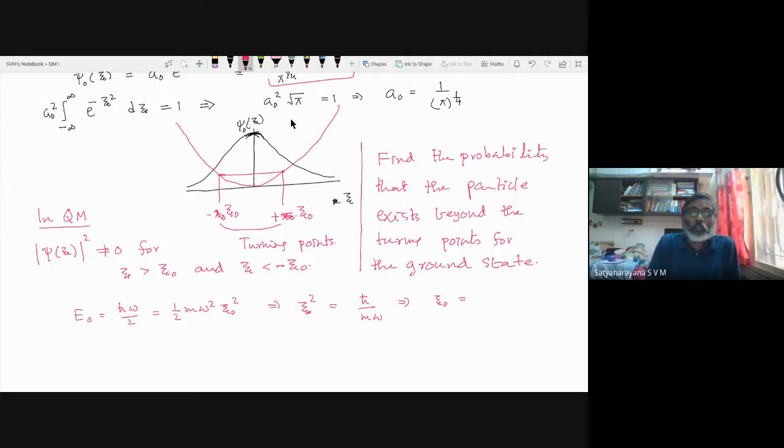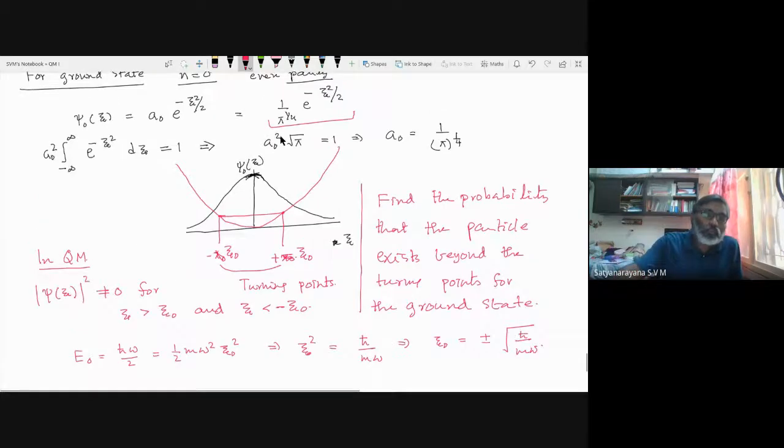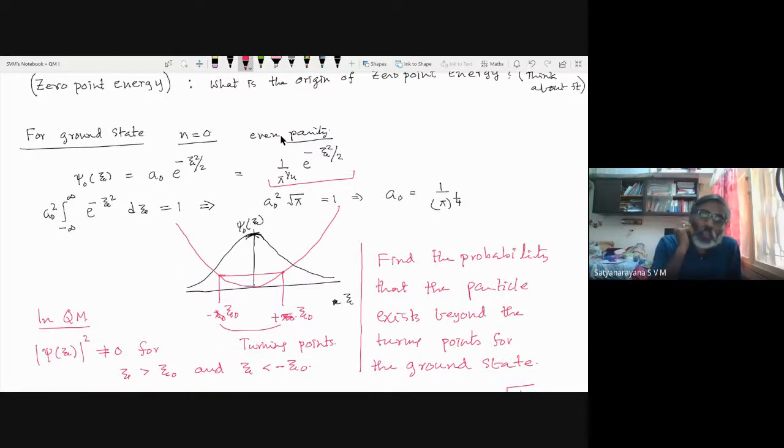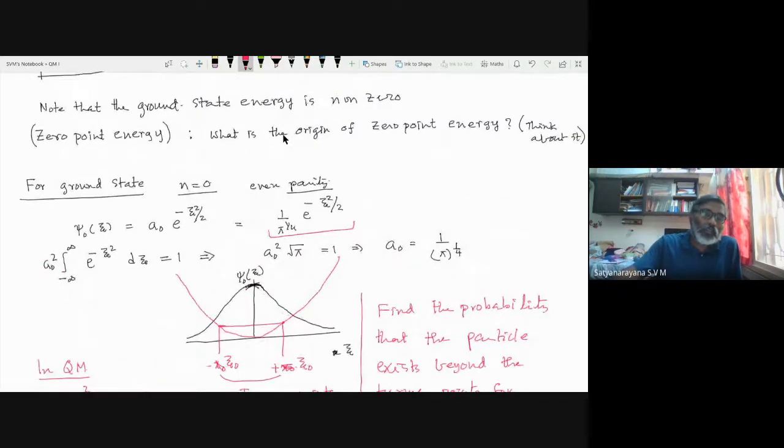So xi naught is equal to plus minus, for the ground state, square root of h bar by m omega. So you know this in terms of h cross, so you can try to find out what is the probability that the particle exists beyond the turning points for the ground state. And the probability is not very small, it is rather appreciable. So this is another quantum feature. So zero-point energy is one quantum feature, and existence of the particle beyond the turning points is another quantum feature of the harmonic oscillator.